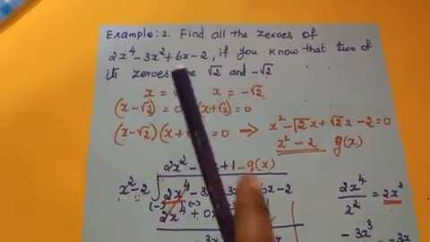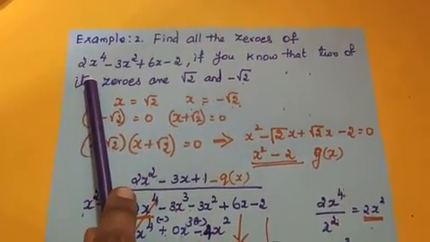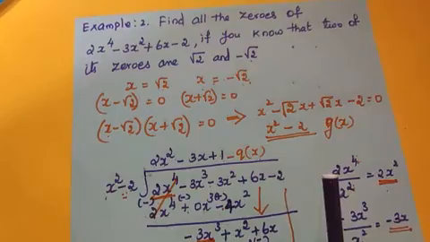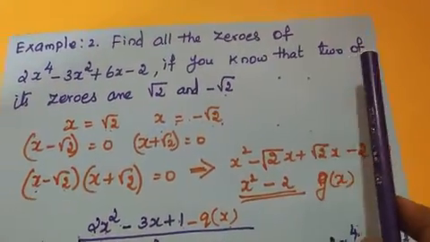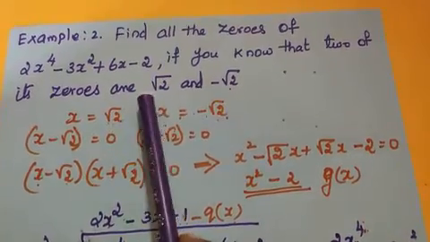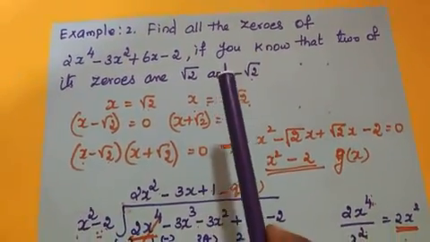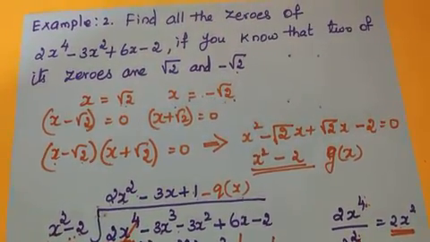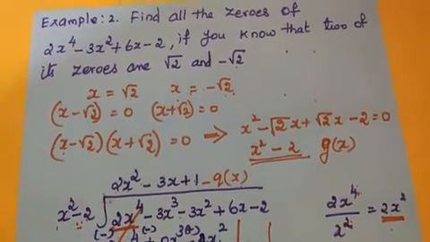First one: find all the zeros of 2x power 4, 3x squared plus 6x minus 2 if you know that two of its zeros are root 2 and minus root 2. This is the important question of this chapter. Like that, the same type of question, one more is there in the exercise, question number 3. In my next lecture, I will explain that also.